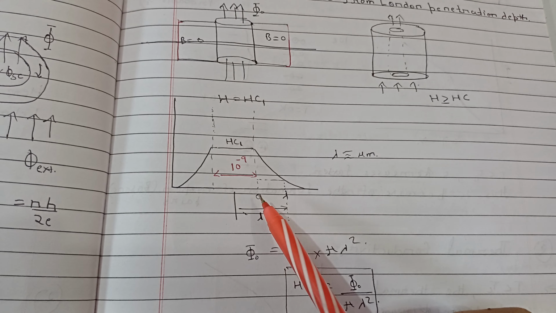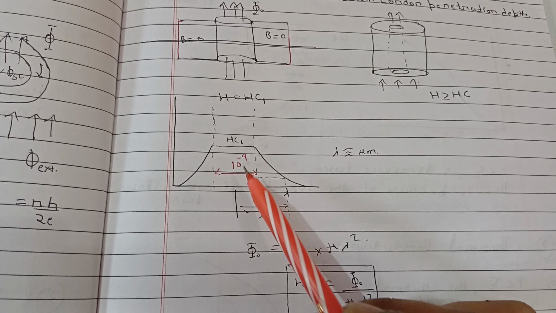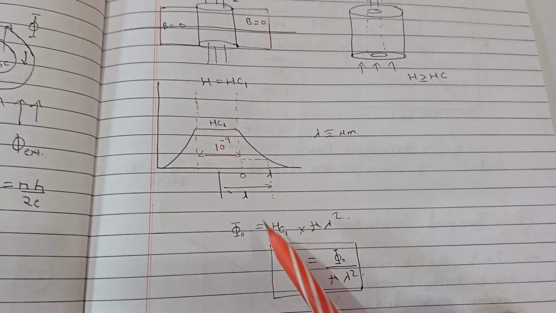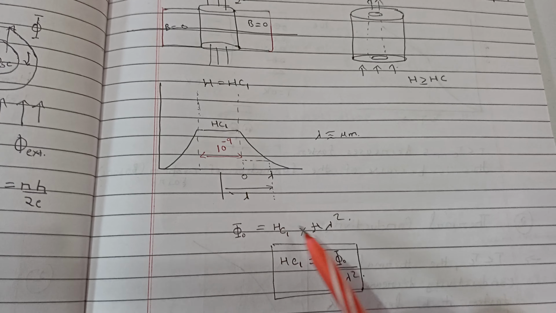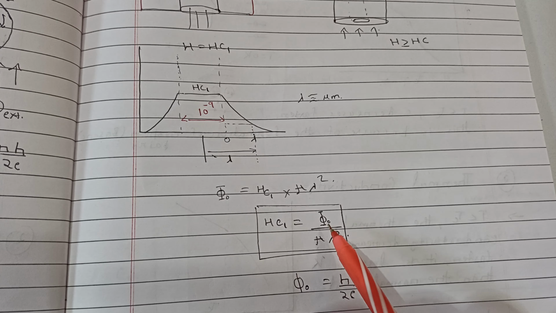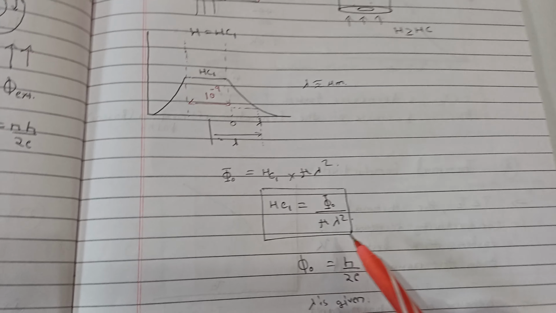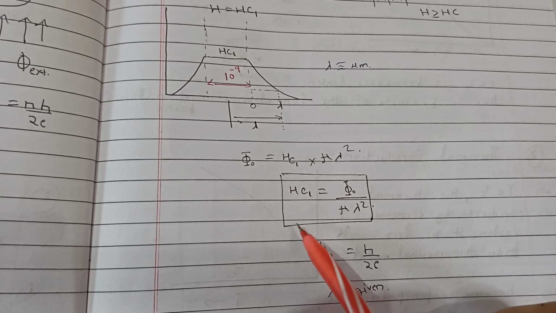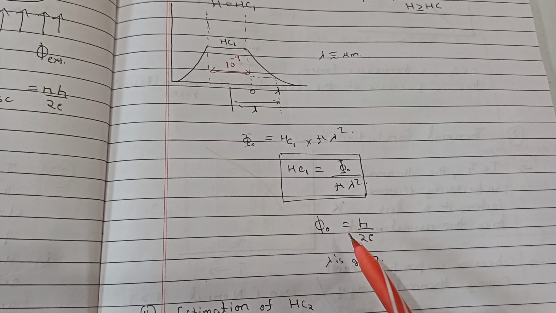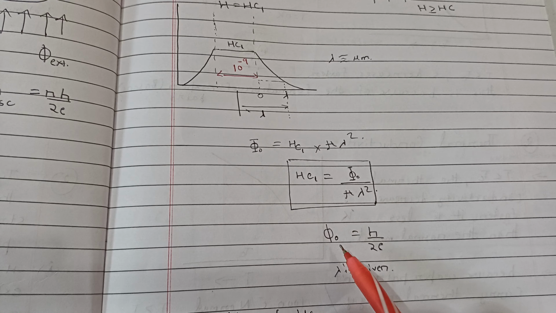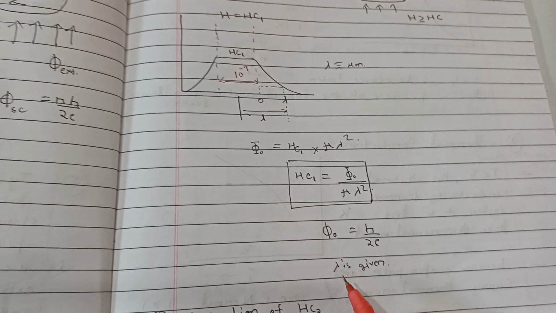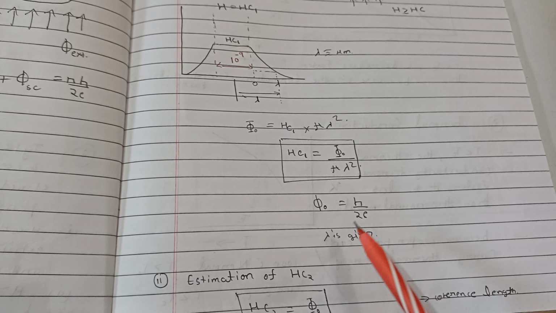Okay, so from here we can measure the flux. The flux will be B into area. So B is HC1 and area is pi lambda square. So from here, HC1 will be phi naught divided by pi lambda square. Okay, so you measured the HC1 field using the London penetration depth, and here phi naught we know is the fluxon, which is h by 2e, or fluxoid we can say, and lambda is given, then you can measure it.